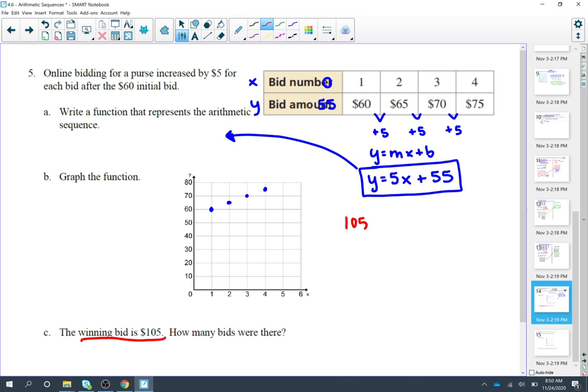So 105 equals 5x plus 55. Then I have to solve that for x, and x will give me the bid number, meaning how many people bid on the purse. Subtract 55, subtract 55, which is going to give me 50 equals 5x. Then divide by 5, divide by 5. So 10 equals x. So how many bids were there? There were 10 bids.